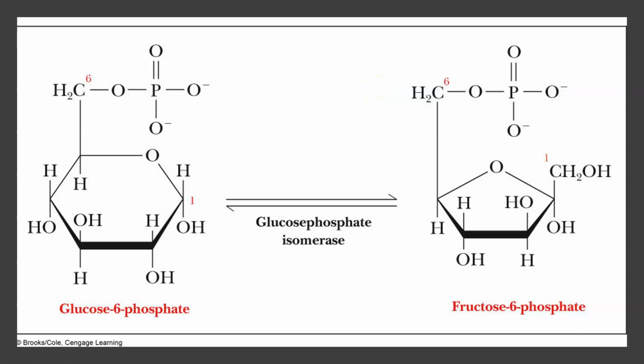No atoms lost, no atoms gained. The atoms have just been rearranged in the molecule. That is step 2. Glucose 6-phosphate isomerized to fructose 6-phosphate, and this is an unregulated step.